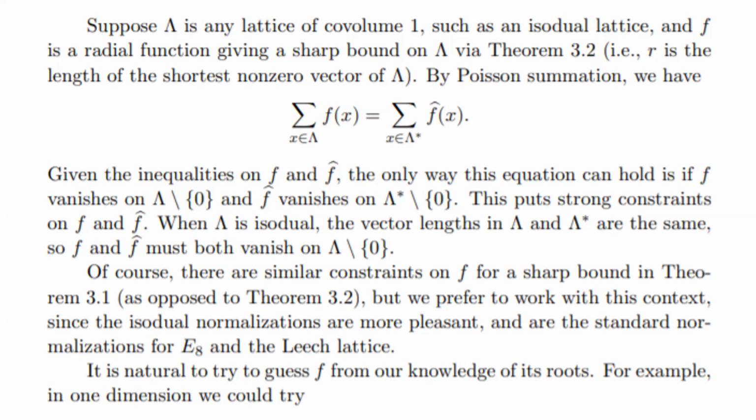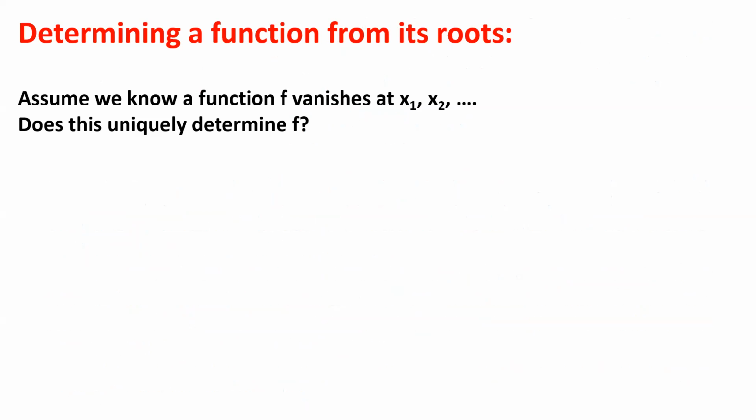It is natural to try to guess f from our knowledge of our roots. For example, in one dimension we could try, and then somehow that seems to have been cut off. I don't know why. So let's go back to one dimension. And assume I tell you that we know a function vanishes at some points x1, x2, and so on. Does this uniquely determine f?